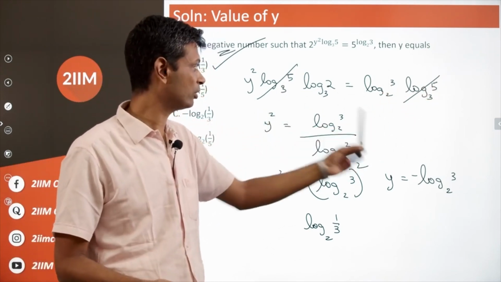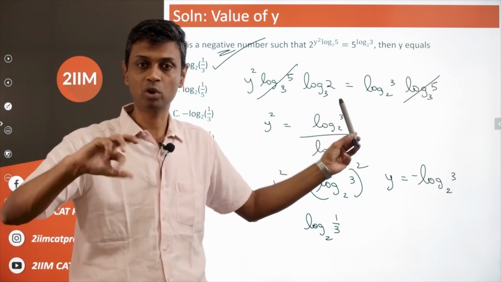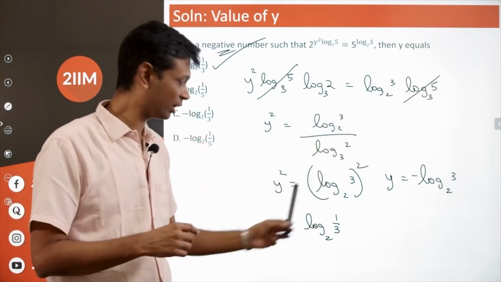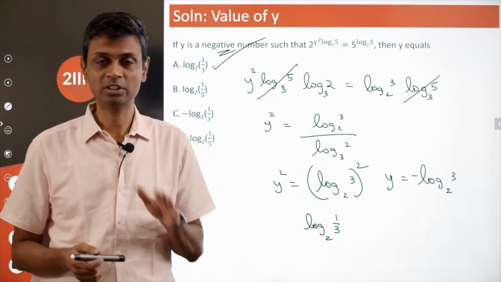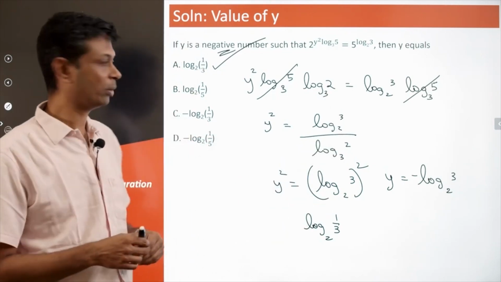After this, log 3 to the base 2 and log 2 to the base 3 are just reciprocals of each other. Final thing, when you come here, we have to keep in mind that the question clearly states that y is a negative number. That's something to keep in mind. So the answer is log 1 by 3 to the base 2.